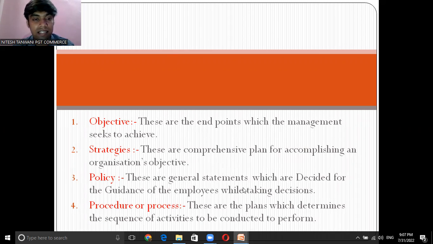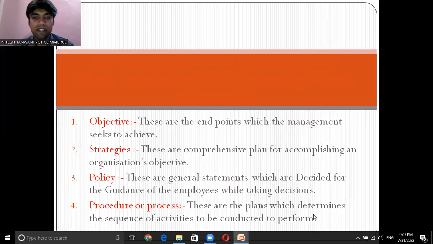Next one is policy. These are general statements. We have already seen many policies like LIC policies and policies from the bank, or the policies of other organizations. These are general statements which are decided for the guidance of employees while taking decisions. These are general guidelines when employees are taking decisions. It guides them.